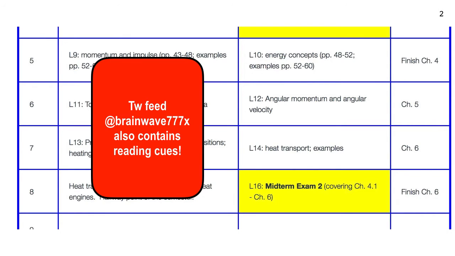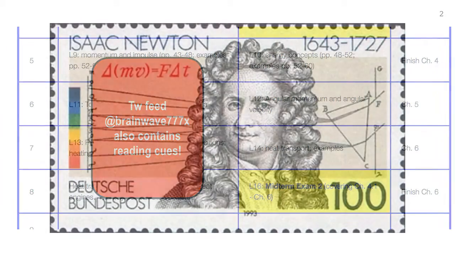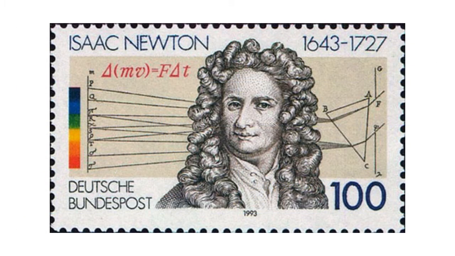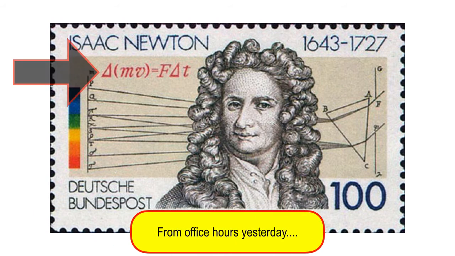I was looking through some of my old Keynote files, and I found this one from a few semesters ago. It's a stamp, Deutsche Bundespost, the German post office, in honor of Sir Isaac Newton. Notice the equation up here: delta (mv) equals F delta t. That's the impulse equation.